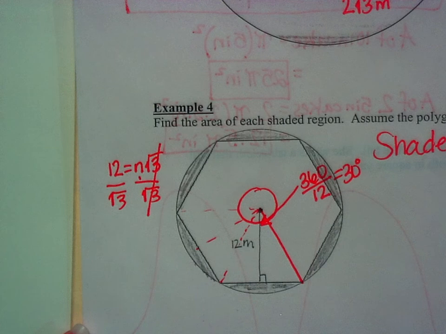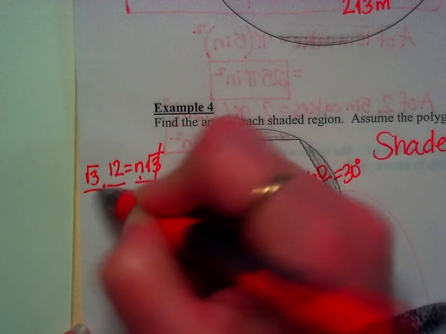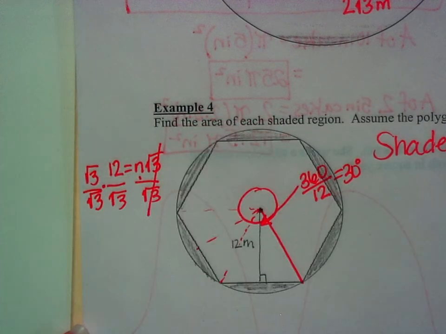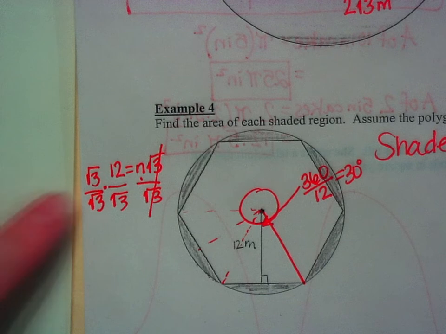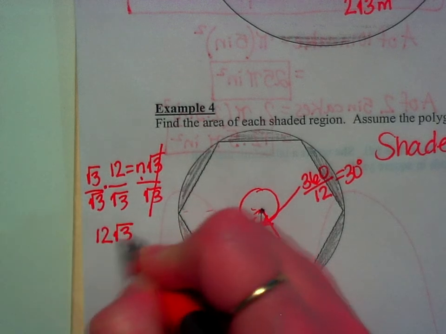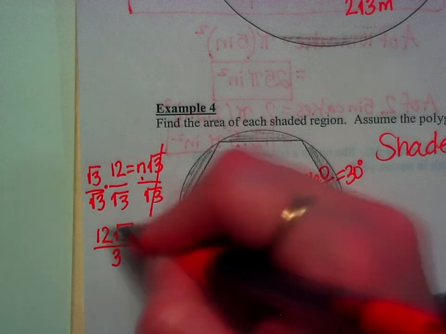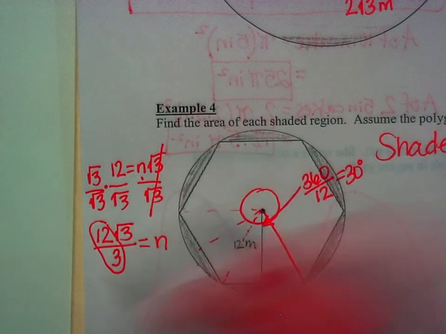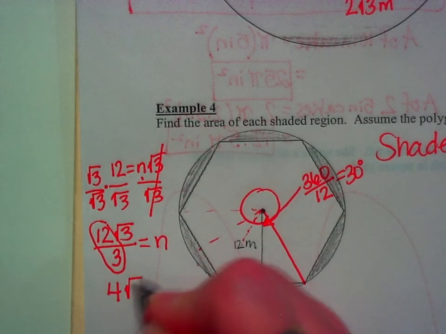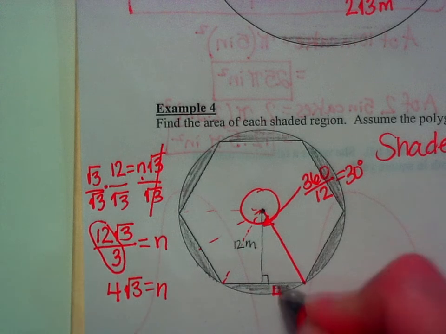We're not supposed to have square roots in the denominator. So we multiply by square root 3 over square root 3. And that's just 1. That's why we can do it on the left side without having to do it on the right side. Our numerator becomes 12 square root 3. Denominator becomes 3. And then let's simplify that. 12 divided by 3 is 4. Okay, so our n is 4 square root 3.